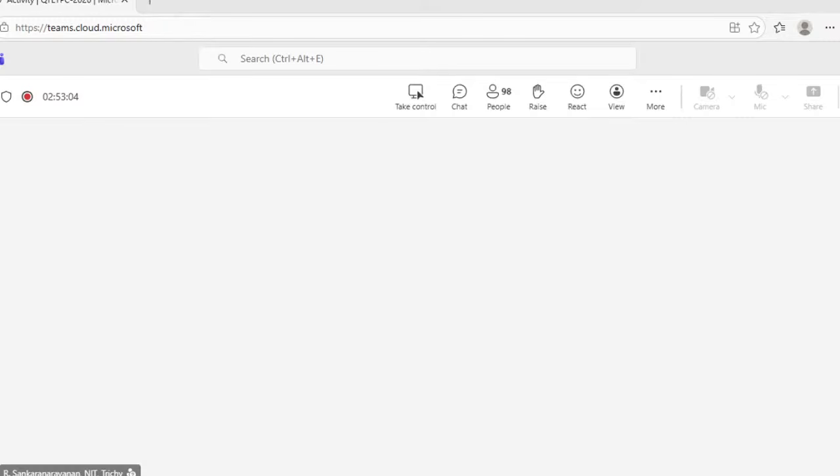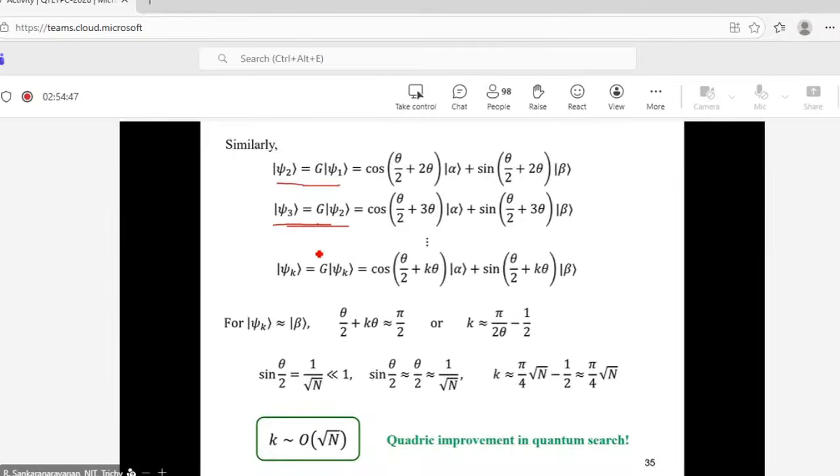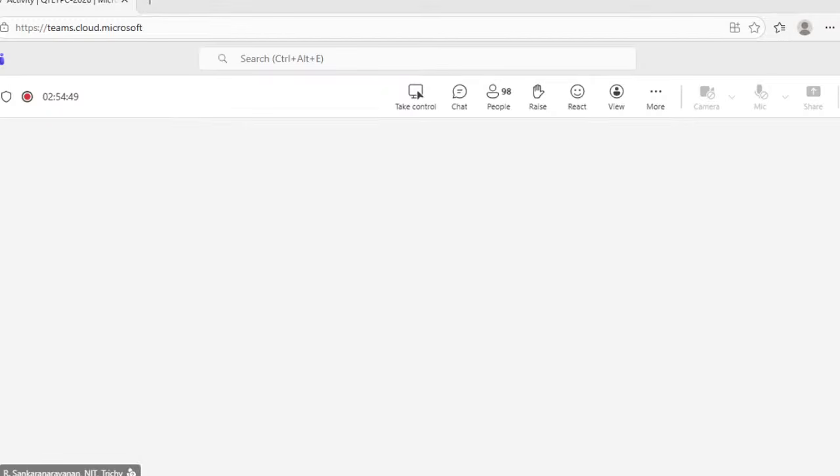Similarly, you construct psi 2 by applying G on psi 1, and you construct psi 3 by applying G on psi 2, and so on, and you keep applying up to k times. Repeat the application of G k times. So you'll get the final state something like this.